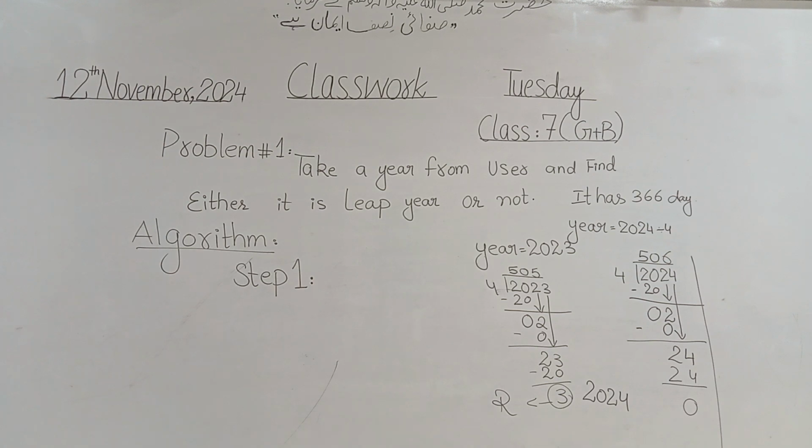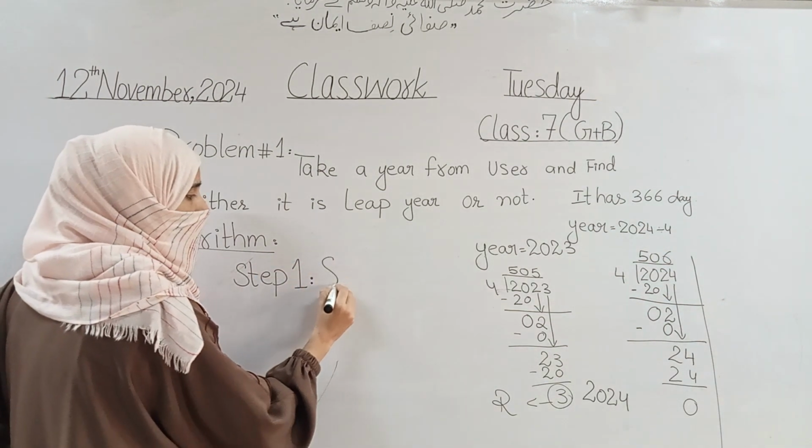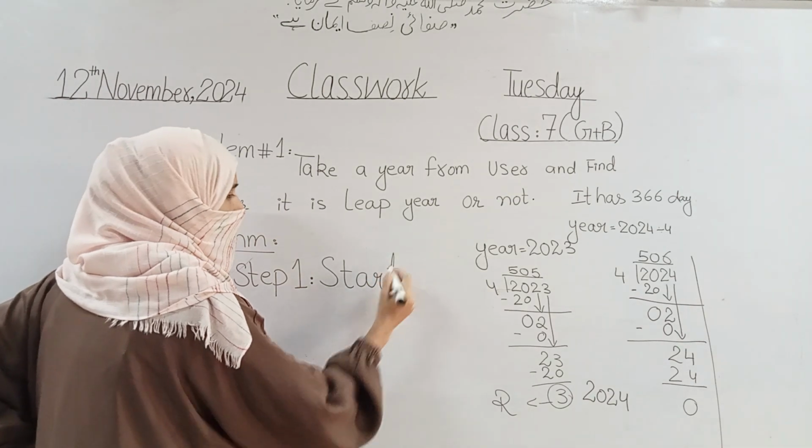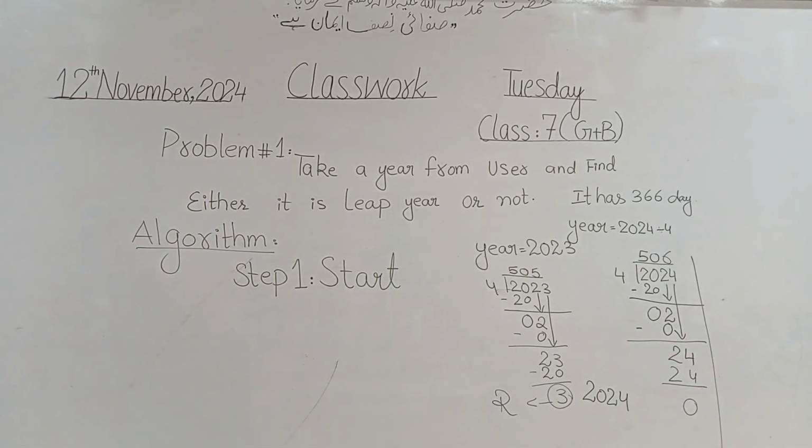Step 1 is start. As we discussed in the rule, an algorithm should always begin with the word start and end with the word stop. So step number 1 is start and the last step is stop or end. What is step number 2?